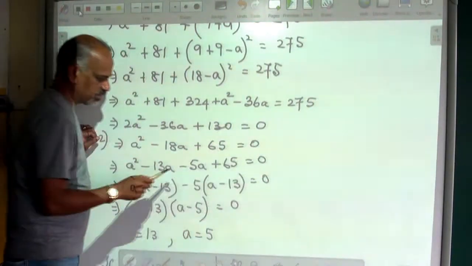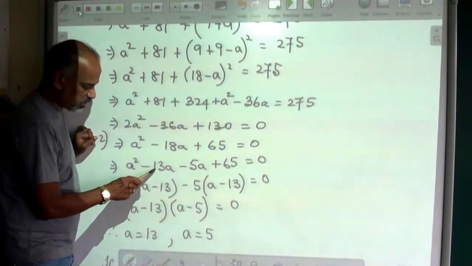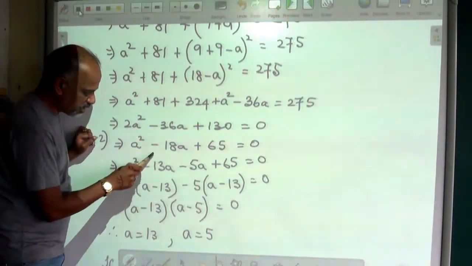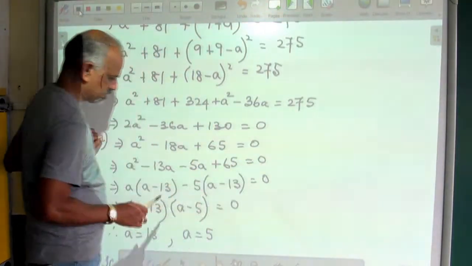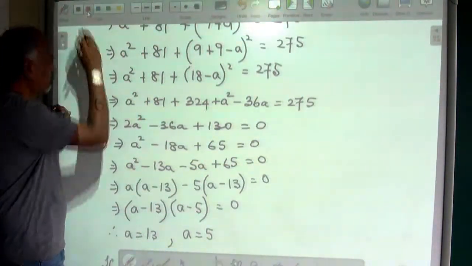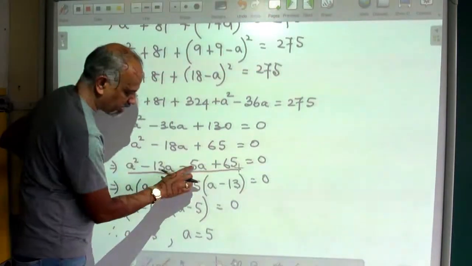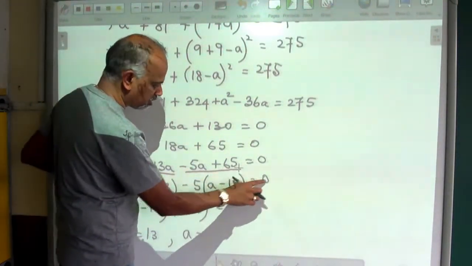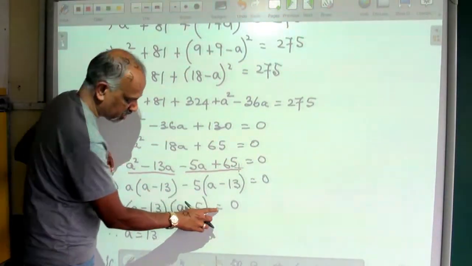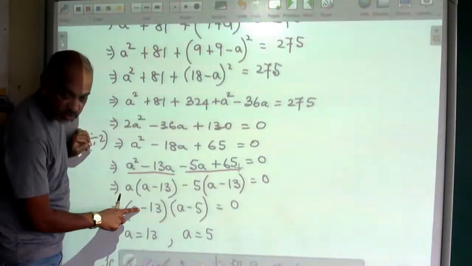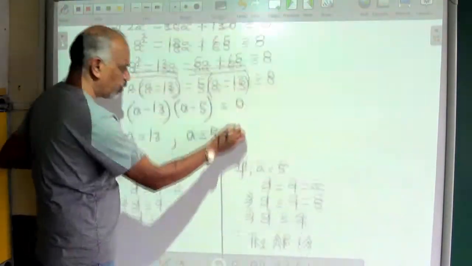This is the quadratic equation. You will have to split the middle term. Product is 65, sum is 18. So the two numbers which we are going to use are 13 and 5. So A squared minus 13A minus 5A, these two together will give you minus 18A plus 65 is equal to 0. From these two terms, A is common, so you are left with A minus 13, and from these two terms, minus 5 is common, so you are left with A minus 13. A minus 13 is common, so A minus 13 times A minus 5 is equal to 0. So from this, we get A is 13, and from this factor you get A is 5. You got two values of A.